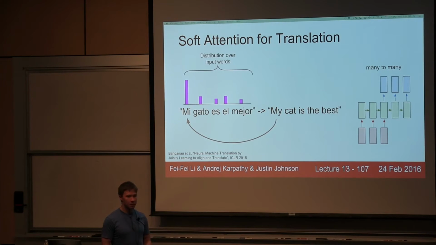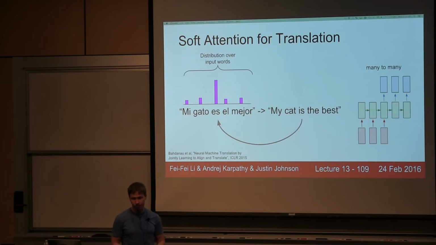So the exact mechanism is a little bit different, but the intuition is the same. Now when we generate this first word, "my", we want to compute a probability distribution not over regions in an image, but instead over words in the input sentence. So here we're going to get a distribution that hopefully will focus on this first word in the Spanish sentence, and then we'll take some features from each word, reweight them, and feed them back into the RNN at the next time step. This process would repeat at every time step of the network. So this idea of soft attention is very easily applicable not only to image captioning, but also to machine translation.